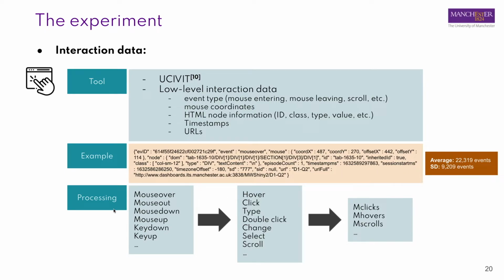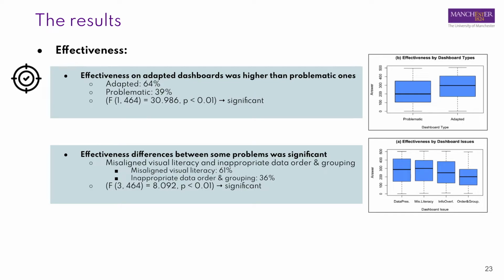We did pre-processing on the data to make it more meaningful and more manageable to analyze later. In terms of the results, for effectiveness, we found that users indeed improved on the adapted dashboards as compared to the problematic dashboards, as shown by the significant difference between these two dashboard variants. On the adapted dashboards, users or participants got 64% of the answers correct, compared to 39% on the problematic version.